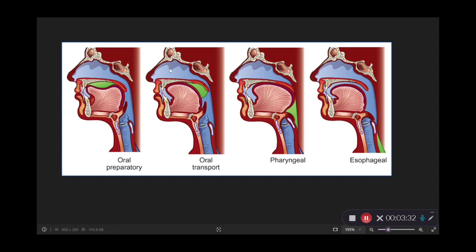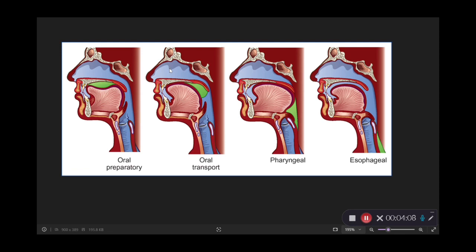If something happens to go down the wrong tube, you know how some people say, oh, it went down the wrong way, it went down the wrong tube. Well, it's because some of that bolus might have gotten stuck and gone into the wrong tube, and it causes us to cough. So now our pharyngeal step, which is the third picture, our bolus, our mass of food, is going to be going down our throat.